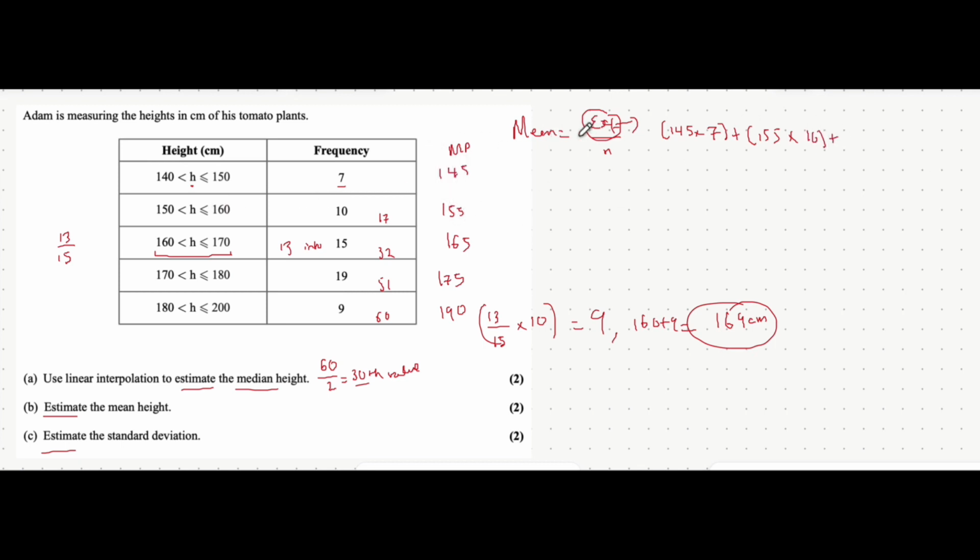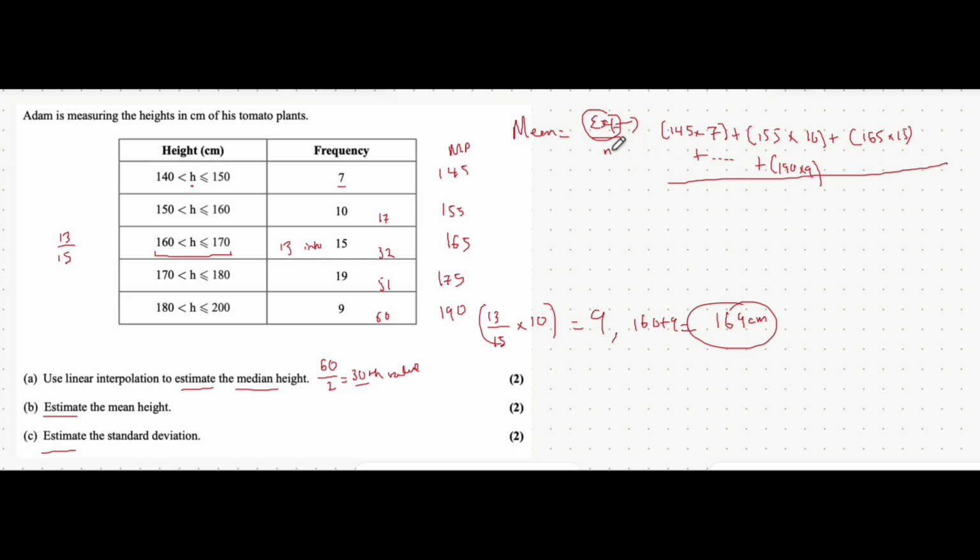And then again, you're adding onto it the next midpoint times frequency value, which is 165 times 15. And you do that again and again for all the values, all the way up until the last one. So the midpoint of the last interval is 190. And you multiply onto that the frequency of that interval, which is 9. That's what the sum of xf means.